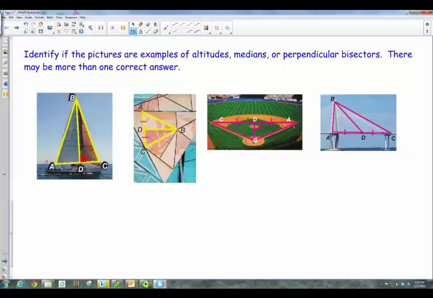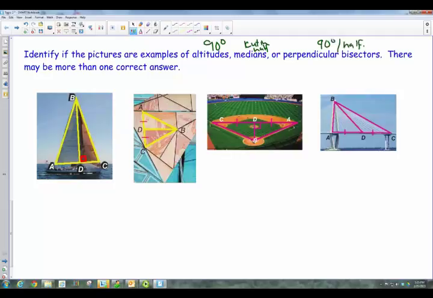Now the examples you're going to see are something like this. So identify if the pictures are examples of altitudes, medians, or perpendicular bisectors. So altitudes, remember, meet at 90 degrees. Medians cut in half. And perpendicular bisectors are 90 degrees and half. Alright, so let's check it out.